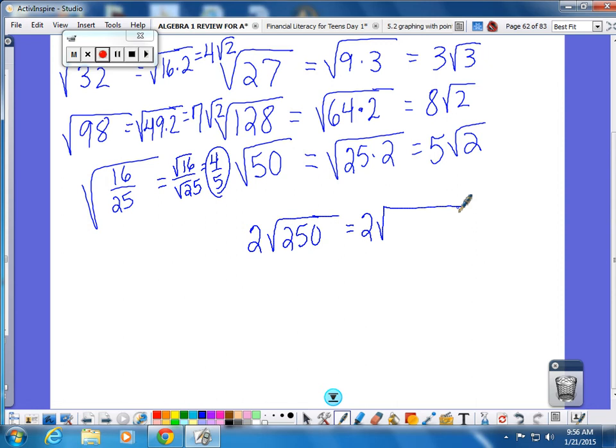How's it right now? I put it down to 25 times 10. Okay. And so that'll be 2 times 5 times the square root of 10. So 10 square roots of 10. Makes sense? Everybody good? What do you think about radicals so far? Pretty easy. No sweat? Okay.